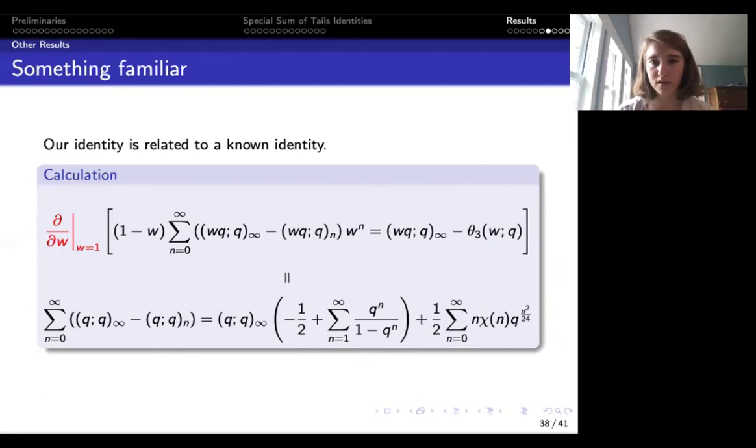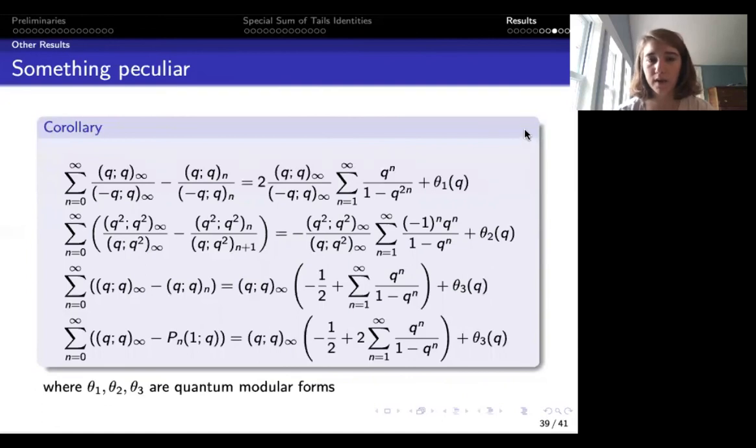The other interesting thing you might note as a result of this is that we took a q-hypergeometric series in two variables that we know is a quantum Jacobi form. We applied this differential operator, and then we got back essentially a slight normalization of a quantum modular form. That's something that was very interesting to us. So we tried doing the same thing to our other identities, that is, differentiating in W and plugging in W equals 1. And we got the following one variable sums of tails as corollaries.